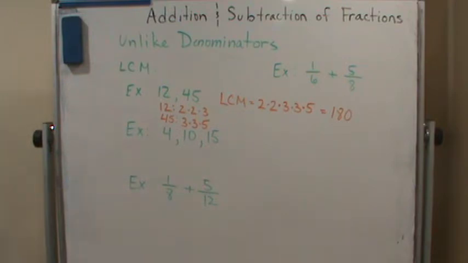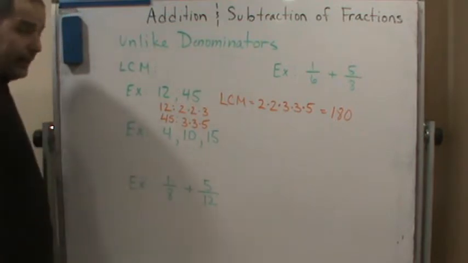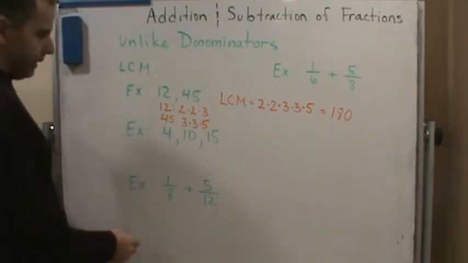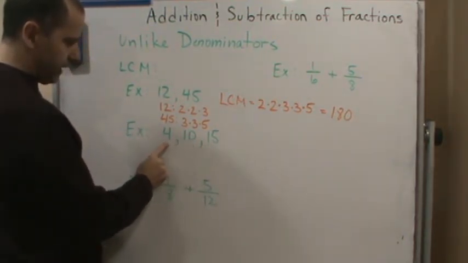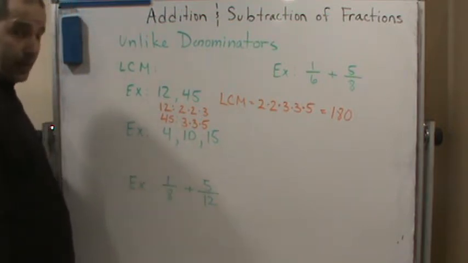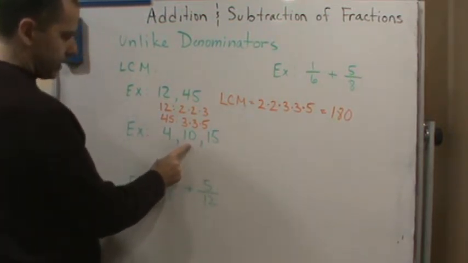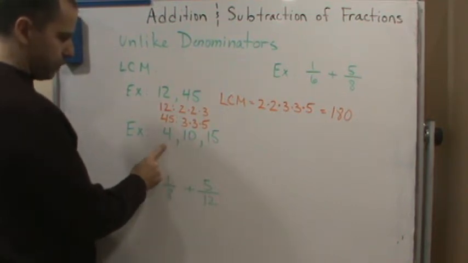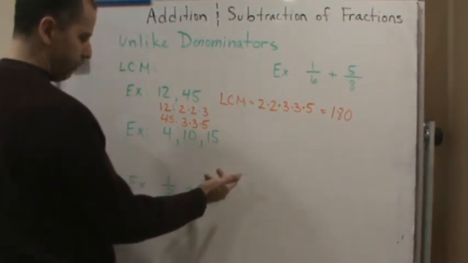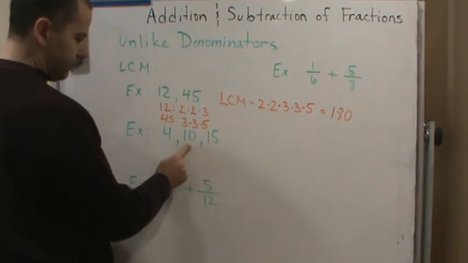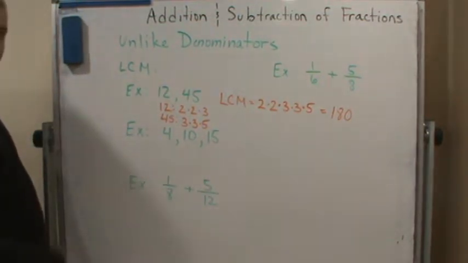Okay, now what about the next one? Here's another one. Now we have 3 numbers, so I'm going to do the same thing. If you look at the 15, you could take multiples of 15 and see which are also multiples of 10 and 4. If I go to 30, that's a multiple of 10, but it's not a multiple of 4. If I go to 45, that doesn't work. If I go to 60, that's a multiple of 10 and also a multiple of 4. So I got it that way.